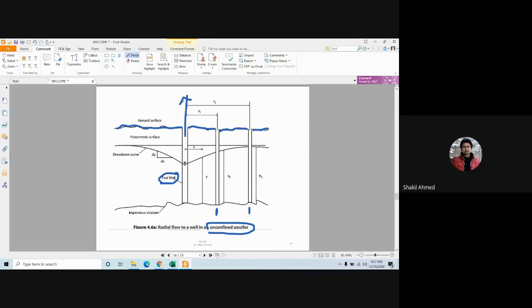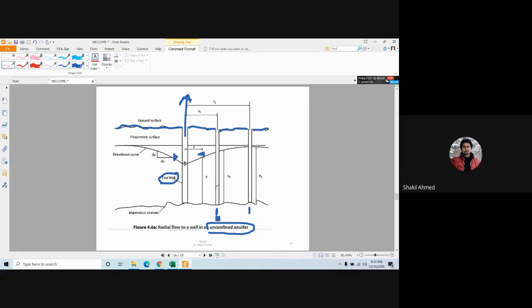Now, since you are extracting the water from this well, there will be a drawdown. Initially, the water level which was here will now go down here. Am I right? Yes, sir. Okay. Now you can observe the current water level due to this drawdown through observation well 1 and observation well 2. Let's name it 1 and 2.